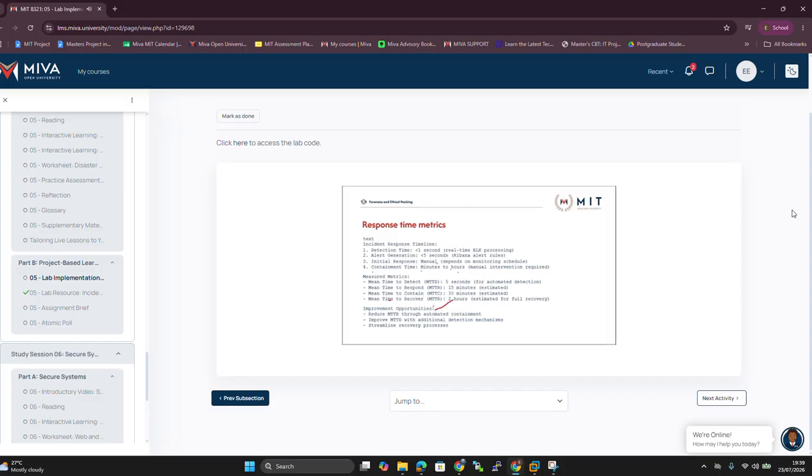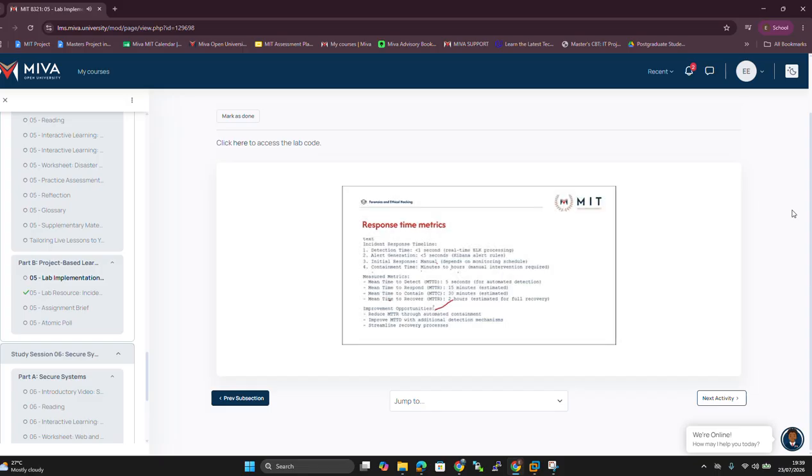Alert duration, 5 seconds, that is a Kibana. When you're setting up your Kibana alert rule, give it less than 5 seconds. Initial response can be manual. This depends on your monitoring schedule. And then containment time can be in minutes or can also be in hours.